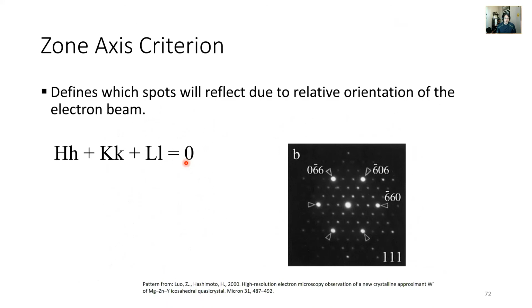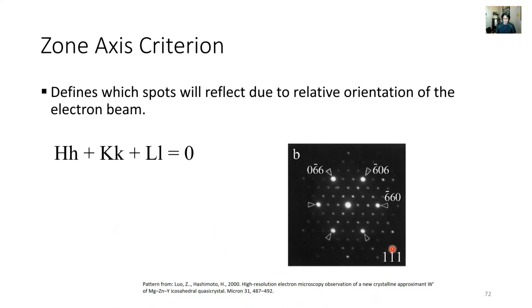So zone axis criterion, again, defines what spots will reflect due to the relative orientation of the electron beam, so to speak. It's more correct to say orientation of your specimen than the electron beam, but I did say relative orientation. And so this is H from your zone axis times the HKL of your zone axis times the HKL of any of your spots. It has to equal 0. Why does it have to equal 0? Because it's a dot product, basically, and it needs to be perpendicular.